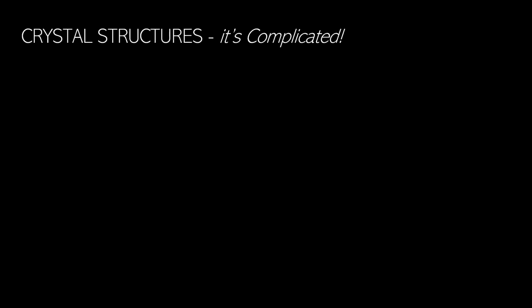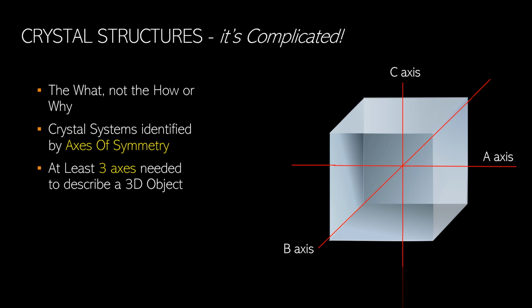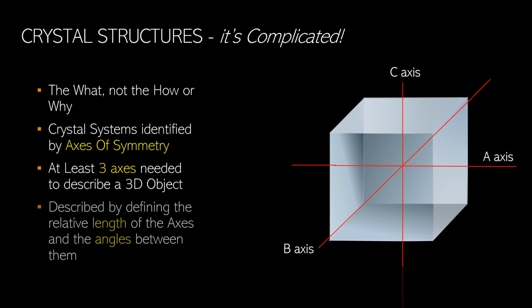The study of crystal structures can be a complex subject, but there are a few basic ideas which are of great value in identification of minerals. We will discuss only what these structures are, but not how or why they are formed. All three-dimensional objects can be described by axes of symmetry, the minimum number of axes to describe a simple shape being 3. Crystal shapes are classified based on a combination of the relative length of the axes and the angles between them. The example shown is 3 axes, all of the same length, all with an angle of 90 degrees between them.